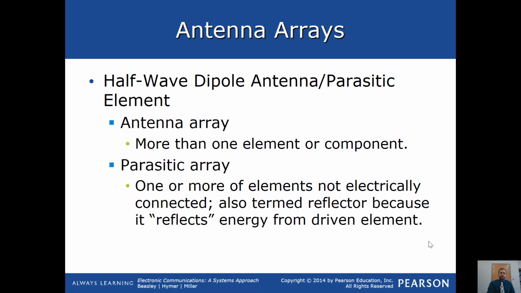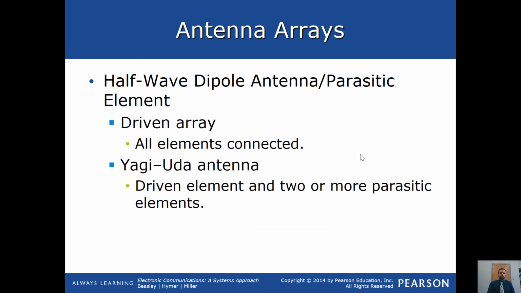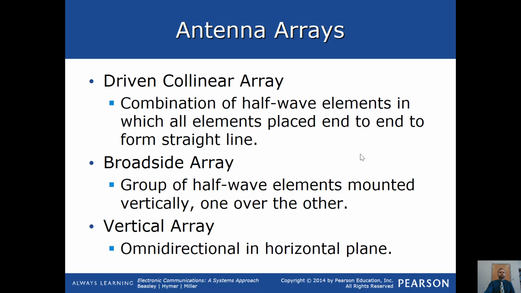Half-wave dipole antenna and the parasitic element. The antenna array can be more than one element or component. Basically, an antenna array is when you have more than one element or component to your antenna. A parasitic array is one where one or more of the elements are not electrically connected, and it's also termed a reflector because it reflects energy from the driven element. So parasitic, like a parasite, is not a good thing. Then we have a driven array where all elements are connected. And then we have a Yagi-Uda antenna, sometimes just called a Yagi antenna, where the driven element and two or more parasitic elements are present.